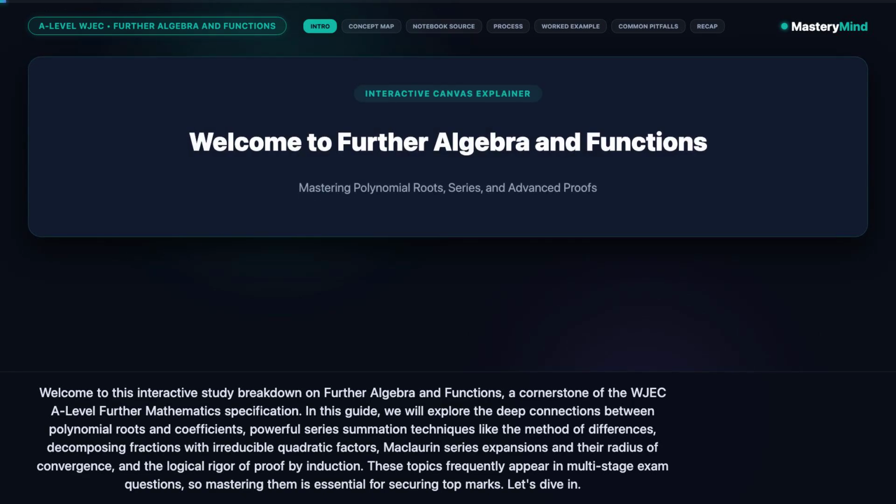Welcome to this interactive study breakdown on Further Algebra and Functions, a cornerstone of the WJEC A-Level Further Mathematics specification. In this guide, we will explore the deep connections between polynomial roots and coefficients, powerful series summation techniques like the method of differences, decomposing fractions with irreducible quadratic factors, Maclaurin series expansions and their radius of convergence, and the logical rigor of proof by induction. These topics frequently appear in multi-stage exam questions, so mastering them is essential for securing top marks.